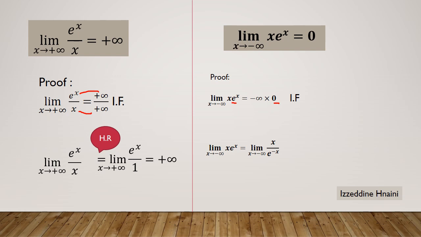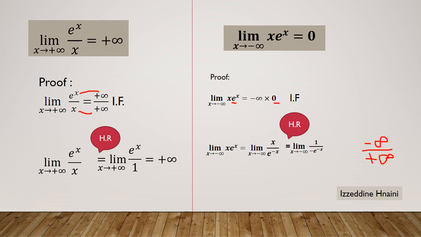So limit as x tends to minus infinity of x e^x equals limit as x tends to minus infinity of x over e^(minus x). If we substitute here, we get minus infinity over e^(minus infinity), which is e^(plus infinity), which is plus infinity. So it is an indeterminate form, but here we can apply L'Hopital's rule.